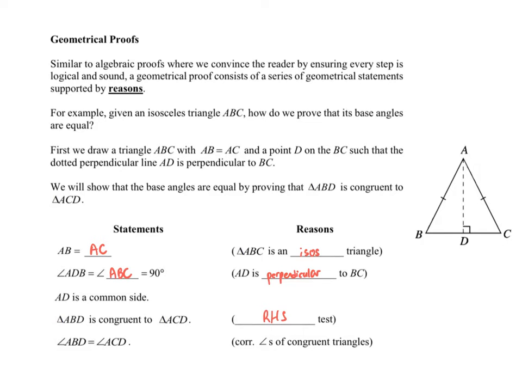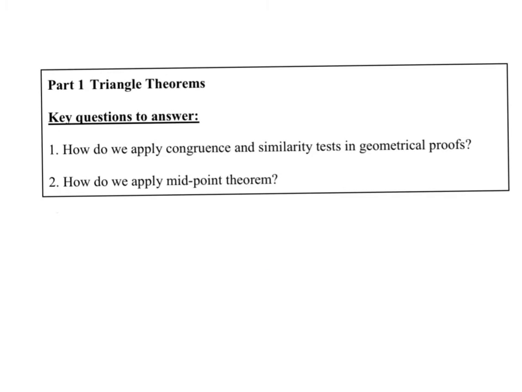You are actually using the RHS, because you have shown AB equals AC, you have shown 90 degrees, and you have also shown the common side. So this is basically how the procedure of a simple proof is done in showing congruency and similarity. So for part 1, triangle theorems, how do we apply congruency and similarity tests in geometrical proofs? These are the questions we ask ourselves.